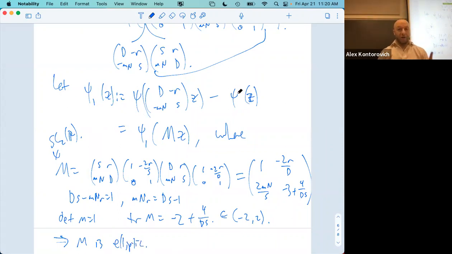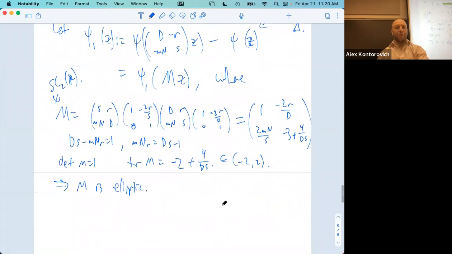We have now psi is an eigenfunction of the Laplacian. Psi 1 is also an eigenfunction of the Laplacian. An elliptic point, an elliptic matrix, elliptic transformation has some fixed point, and then it moves by circles around that fixed point. And this psi 1 is invariant, so there's some sector depending on the eigenvalues.